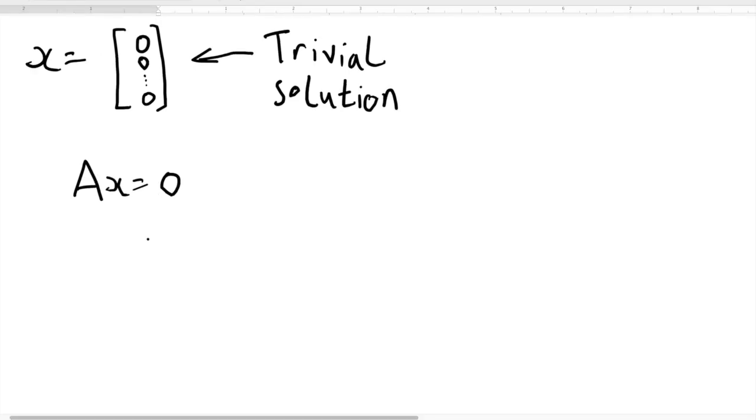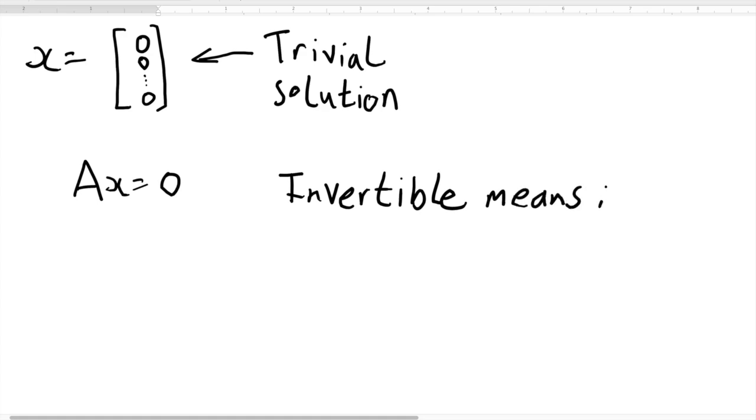And in fact, only non-invertible matrices will have another solution. An invertible matrix means the inverse of A exists. So any invertible matrix will only have one solution, and that is x is equal to 0.